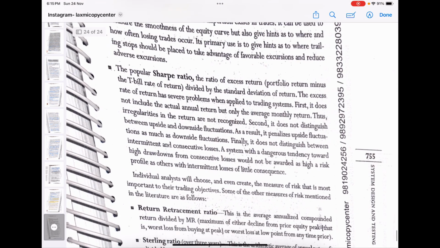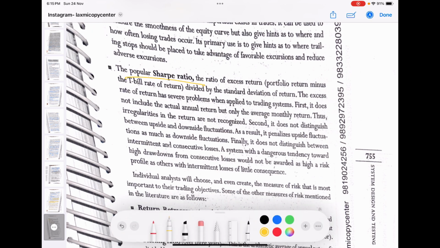Now let's talk about the Sharpe ratio. You know we take into account the T-bill returns. So it is the ratio of excess return, portfolio return minus the T-bill return, divided by the standard deviation of the return. And that will basically be the Sharpe ratio.